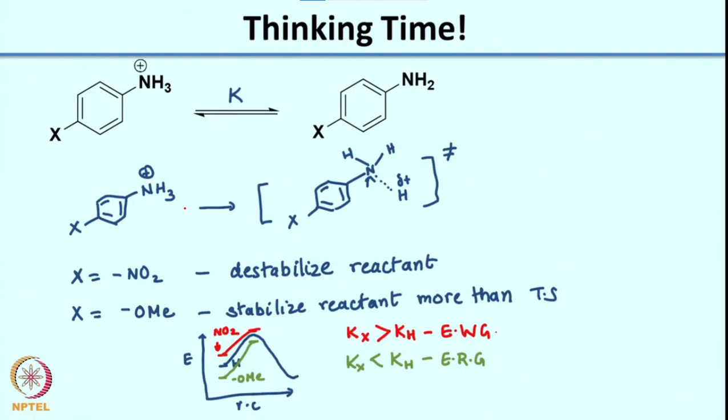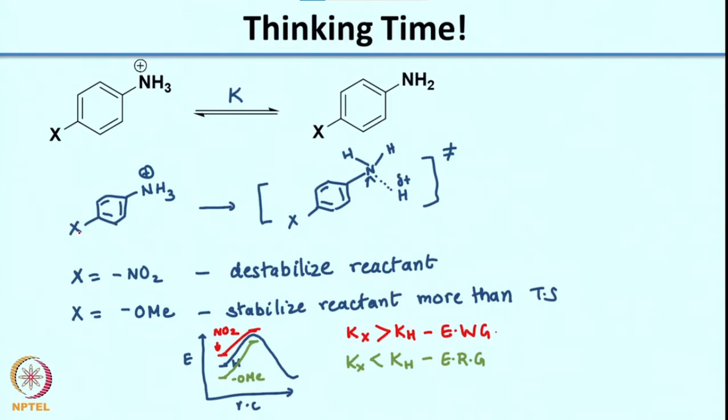Now, again, here we have one more similar case. Here we have NH3 and a positive charge is present on the nitrogen atom, correct? When proton abstraction takes place, you get this intermediate, right? So suppose an electron withdrawing group is present here.